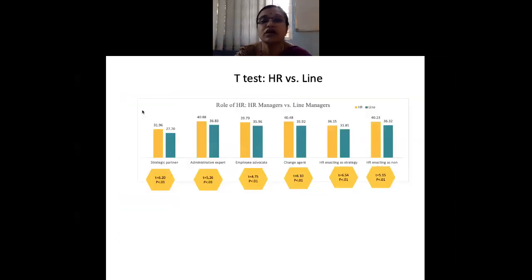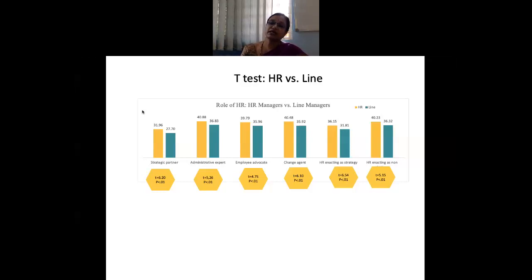Okay, now let us say for example t-test. Now we've conducted a t-test where you want to find out the role of HR managers towards employee well-being. So you find that the perception of HR managers, which is given in yellow, is a little higher than the line managers. So HR managers are giving a better interpretation about the employee well-being.